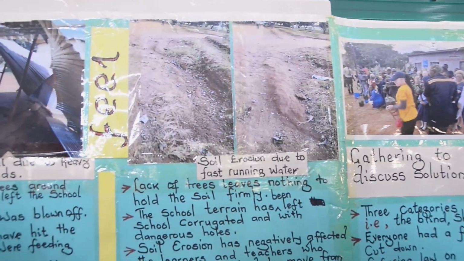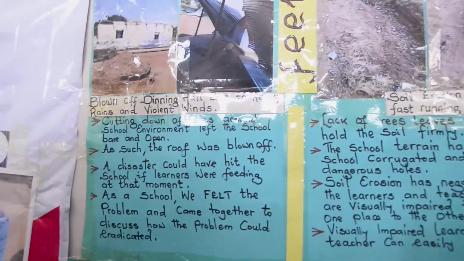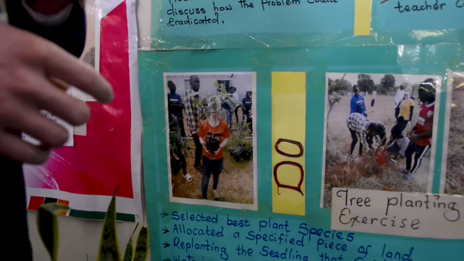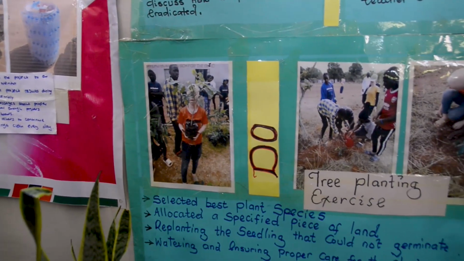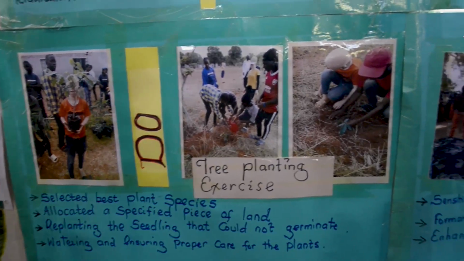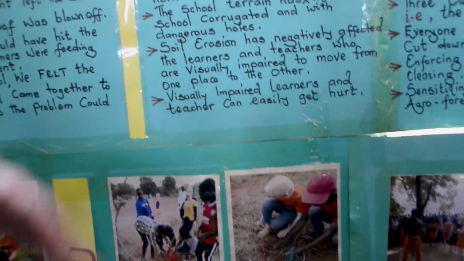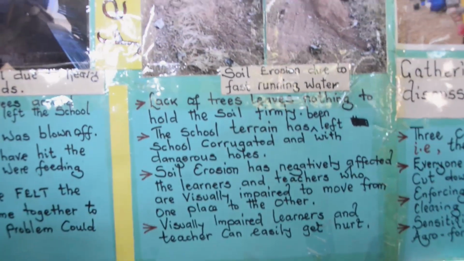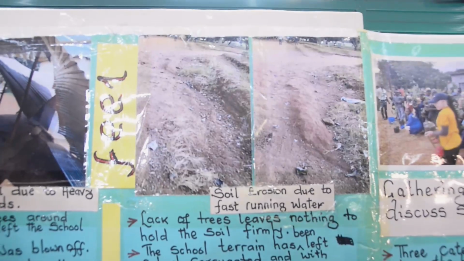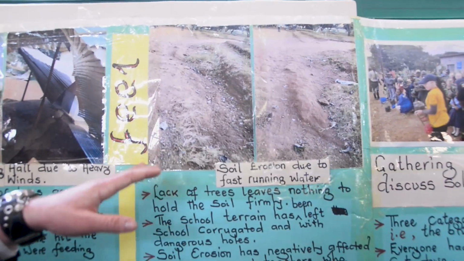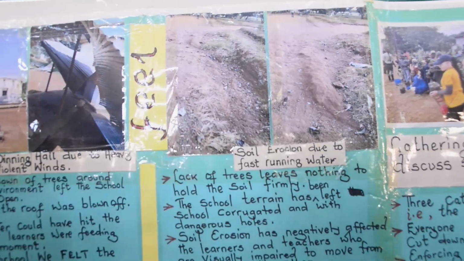Then another one is soil erosion. When there is soil erosion, it leaves our environment with dangerous holes whereby those people who are blind are affected. For them to move from one place to another, they can't because of these holes.